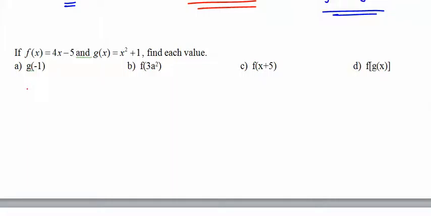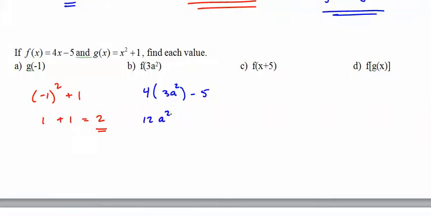So g of negative 1, well, that's easy. We've already done that. Don't forget negative 1 squared plus 1: 1 plus 1, because the negative squares away, is 2. F of 3a squared is a little tricky. 4 times big parentheses minus 5. Just plug that in and multiply the 4 and the 3 out front: 12a squared minus 5. F of x plus 5 is 4 times big blank where the x plus 5 is going to go, minus 5. Plug in the x plus 5.